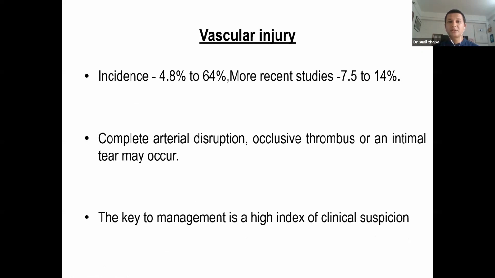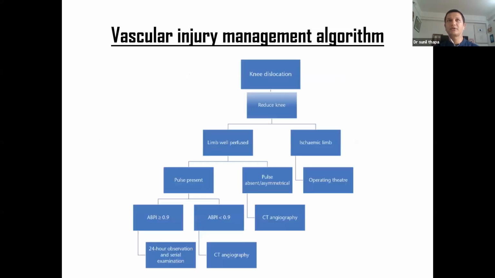Vascular injury is the most dreaded complication in a knee dislocation, and its incidence ranges from 4.8 to 64% in some literature and as low as 14% in other literature. The vascular injury may be a complete arterial disruption, or it may be an occlusive thrombosis or an intimal tear. And the key to management of vascular injury is a high index of clinical suspicion. So whenever the foot pulses are absent or the skin color has changed, the extremity is discolored, and there are hard signs of vascular injury, then it is easier, but sometimes the signs are masked.